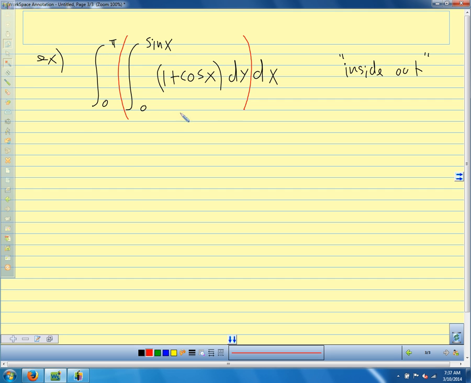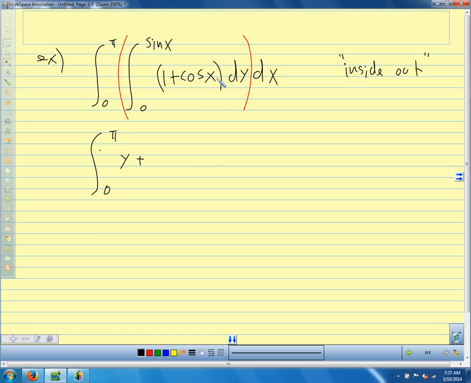All right, so let's do the inside integral first. I'm going to leave my outside integral written here, integral from 0 to pi. What's the integral of 1 plus cosine x dy? x is constant. What's the integral of 1 dy? y. x is constant, so cosine x is constant with respect to y. So what's the integral of cosine x dy? Cosine x is just constant. So what do we get?